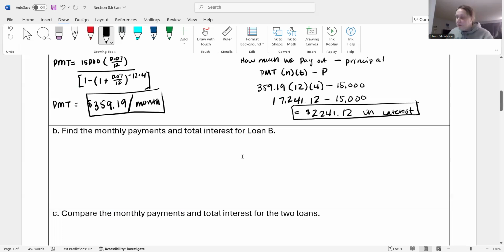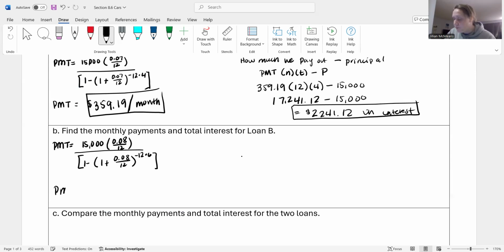So we get PMT, the payment, is equal to whatever we borrowed, 15,000 times the interest rate, which is 8%. N is still going to be 12. We're looking for a monthly payment. We're going to divide that by 1 minus parentheses 1 plus R over N, so 0.08 divided by 12, raised to the negative NT, so negative 12 times 6 power. So let's go to the calculator and, of course, Desmos.